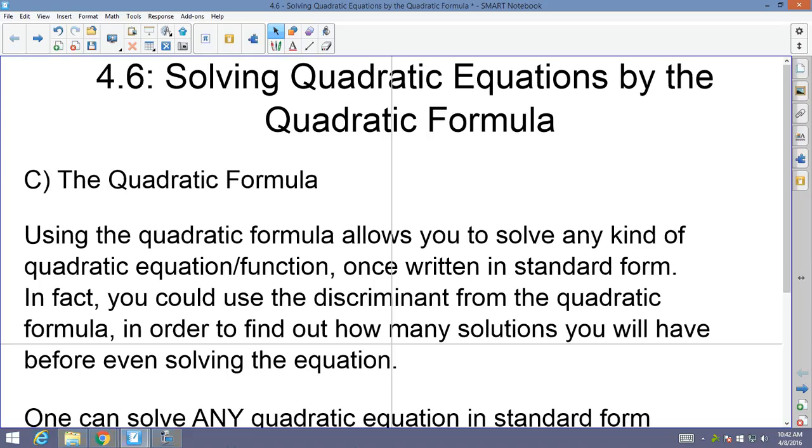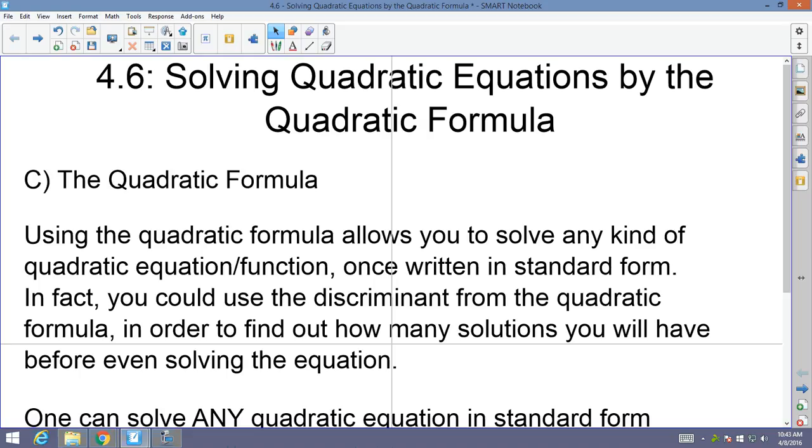And last but not least, I guess the most powerful of them all is the quadratic formula. The quadratic formula allows you to solve any type of quadratic function. There's going to be some pretty ugly quadratic functions out there, guys. There's going to be quadratic functions where the a is a decimal, or mixed numbers, or improper fractions, just really ugly values. That's going to be very difficult to factor, very difficult to complete the square. But if you plug these values into the formula, boom, you're done in a heartbeat. Okay? So using the quadratic formula allows you to solve any kind of quadratic equation or function once written in standard form. Remember that, it's got to be written in standard form.